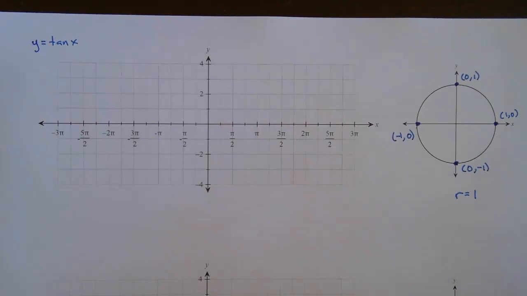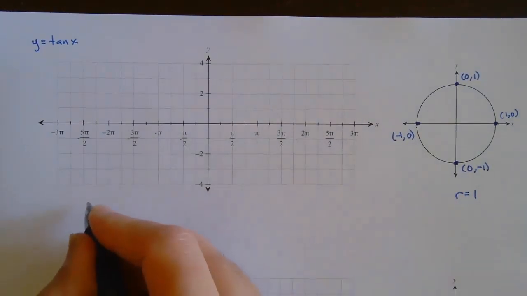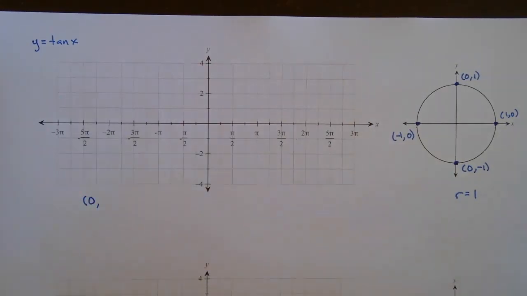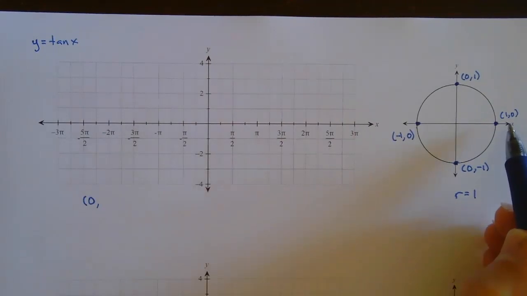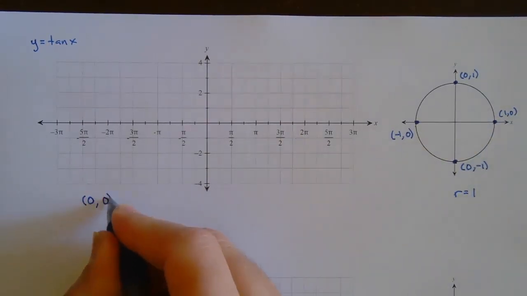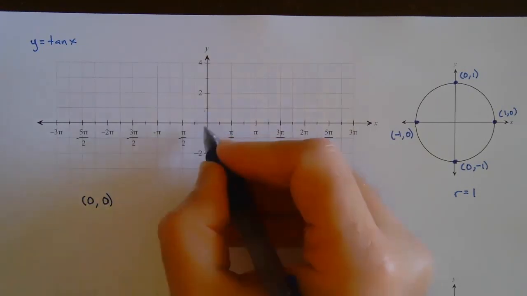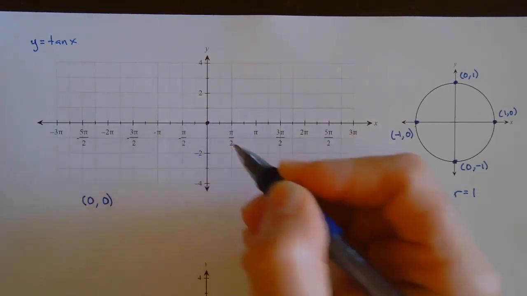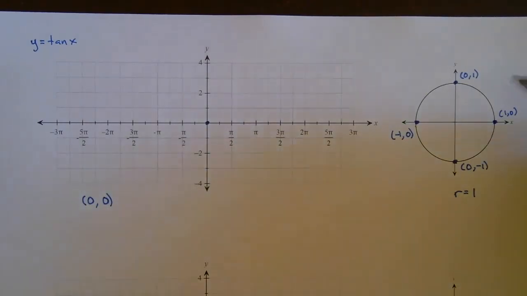Okay, so what happens on this? What if I start with angle 0? Now remember, we have to recall that the tan ratio is the y coordinate over the x coordinate, okay? So right here, if I do angle 0, my y coordinate is 0 and my x coordinate is 1. So my ratio would be 0 over 1, or 0. So for tangent, angle 0 will give me a ratio of 0. Right there, right?